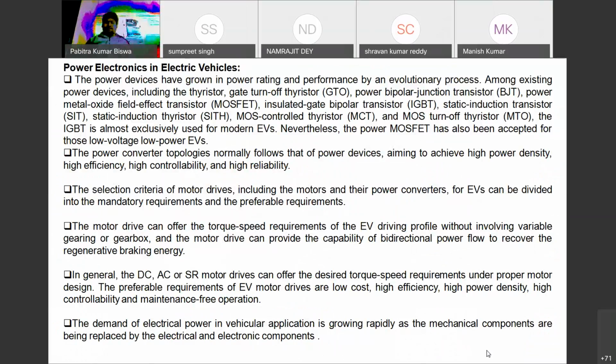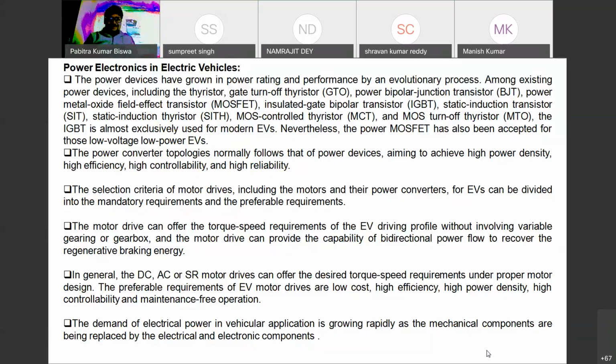Among the existing power electronic devices, including thyristor, GTO, bipolar transistor, BJT, MOSFET, IGBT, SIT, MCT, MTO, mainly the IGBT is almost exclusively used in modern electric vehicle systems. Nevertheless, the power MOSFET has also been accepted for low voltage, low power electric vehicle systems. The power converter topology normally follows the power devices, aiming to achieve high power density, high efficiency, high controllability, and high reliability.